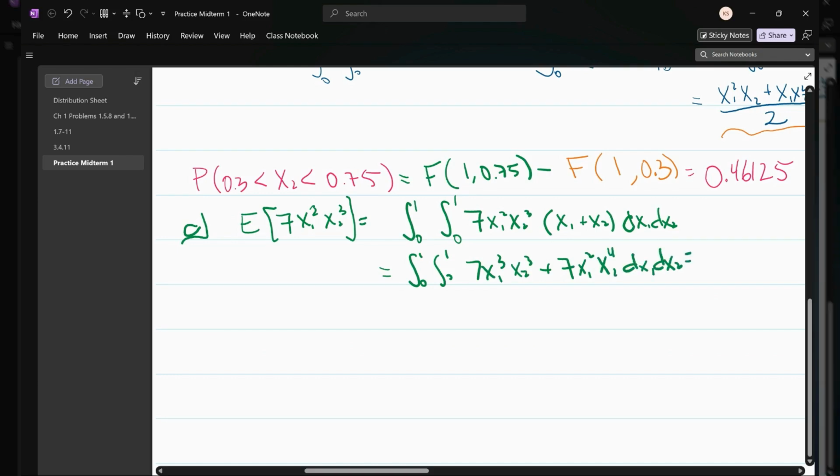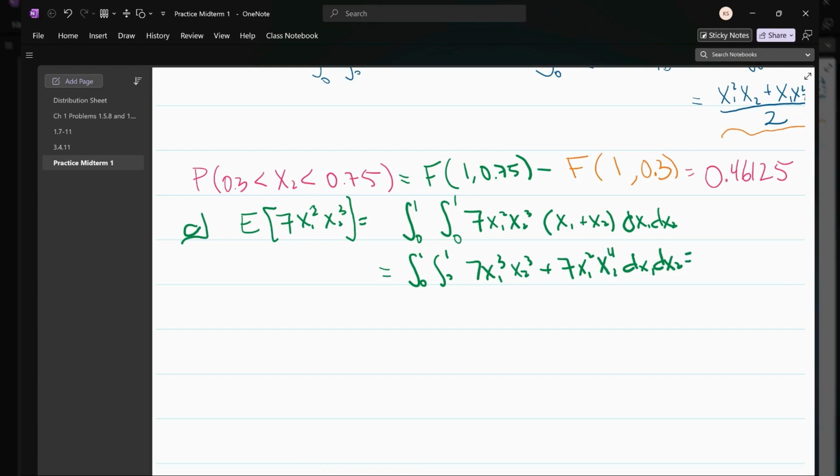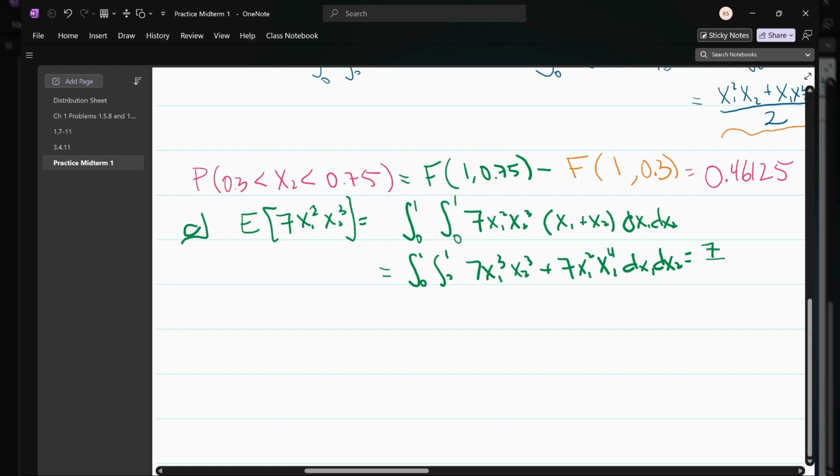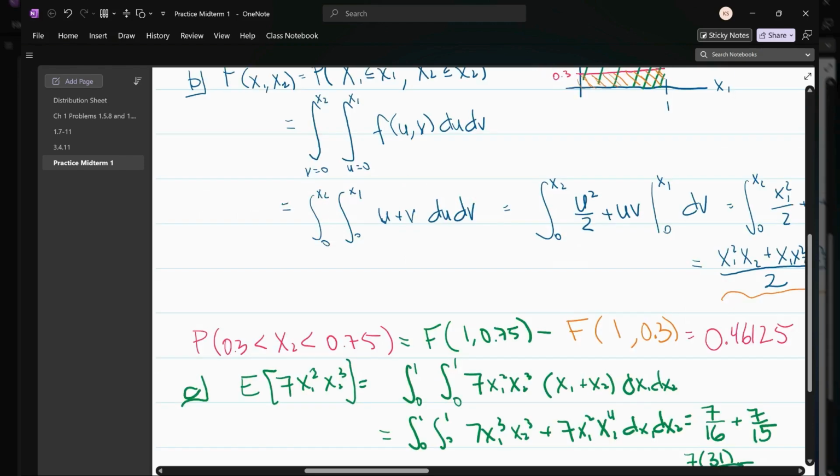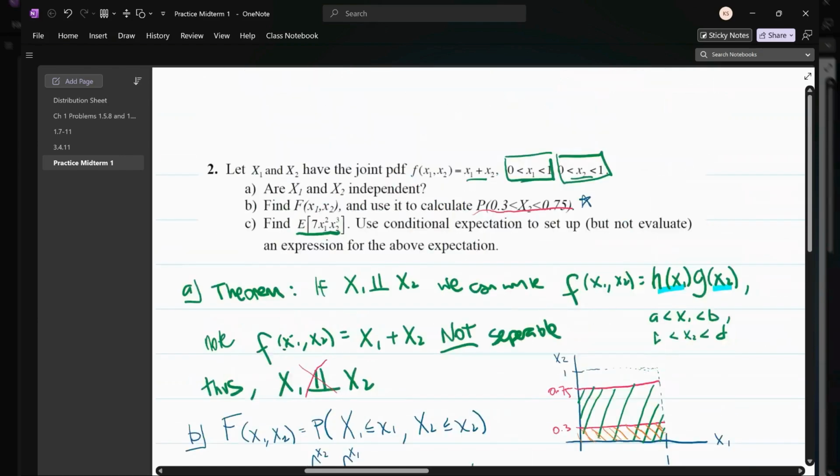As we said last time, if we're doing dx1, x2 is treated as a constant, and vice versa. And so we end up with 7/16 plus 7/15 as our answer here. Or if you need to simplify it a little bit more, 7 times 31 over 16 times 15. If you need to simplify more than that, use your calculator. All right, so that's part C. The first part of part C, I should say.